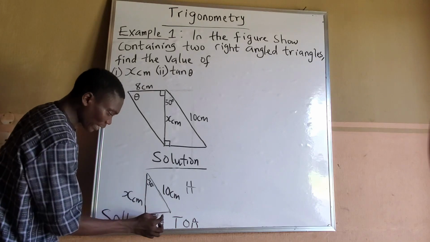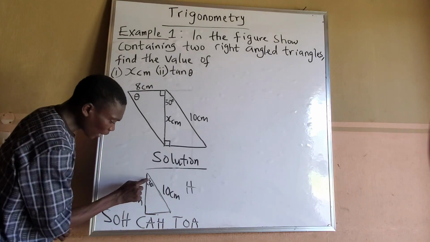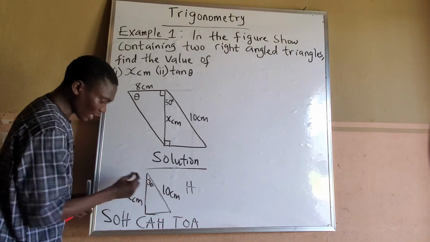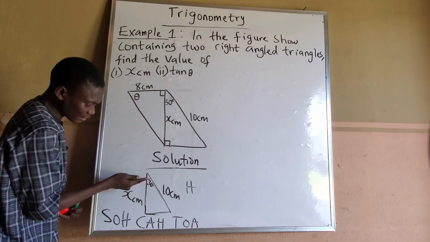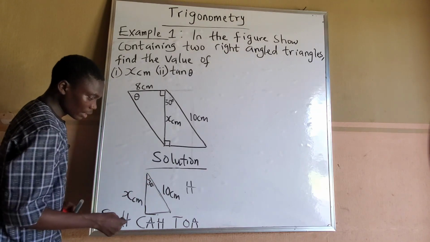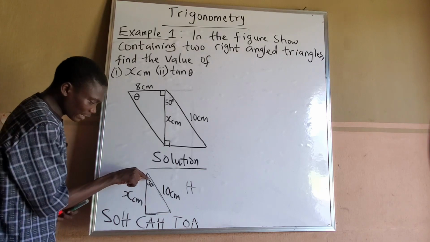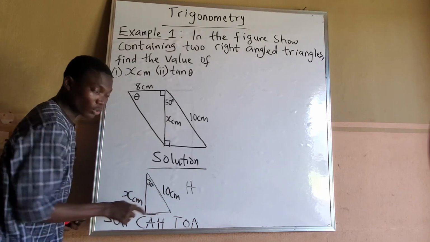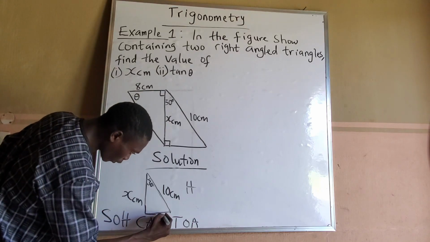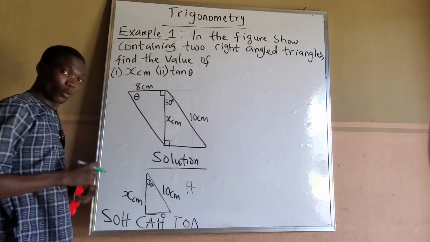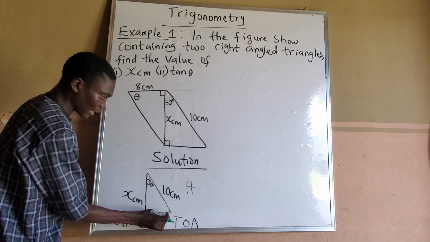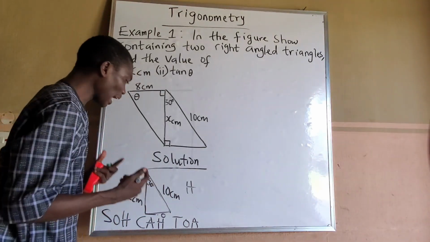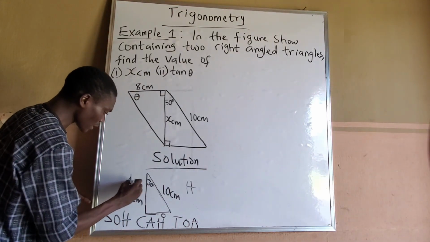For you to identify this side and this side, look at where the angle given is. The angle given is at this point, right? 30 degree. It is at this point. So the side that is opposite to this 30 degree is called the opposite side. So if this is the opposite side, this is the hypotenuse side. The remaining one that we are left with is the adjacent side.